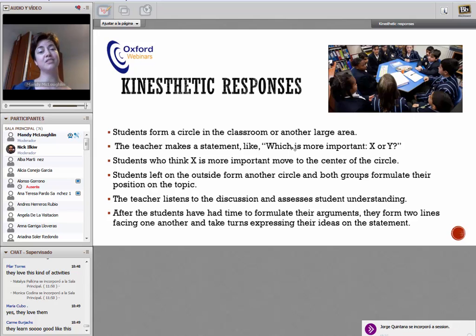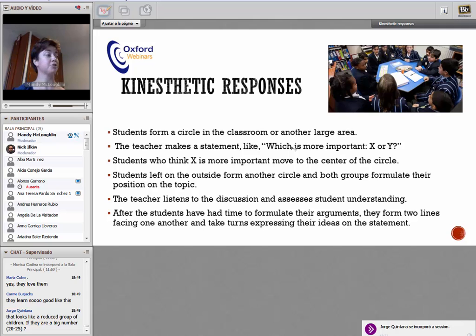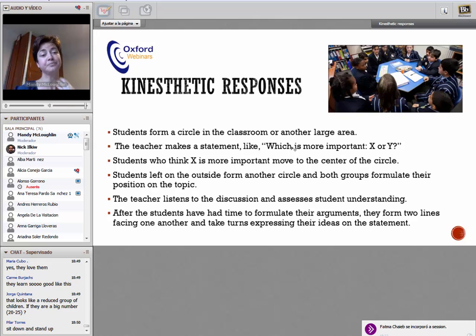With other types of kinesthetic responses, the typical one, true or false. True, go and stand on that side of the classroom. False, go and stand on the other side of the classroom. So they physically answer a question rather than putting up their hand and saying true or false. They get up and move to a space in the classroom.